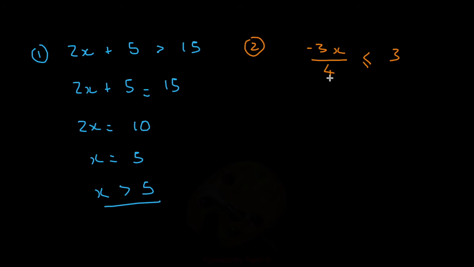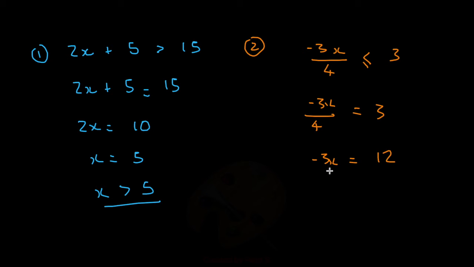So let's do exactly what we did here. Let's assume that this inequality is an equals and solve from there. So we get minus 3x over 4 is equal to 3. So let's multiply both sides by 4. We get minus 3x is equal to 3 times 4, which is 12.